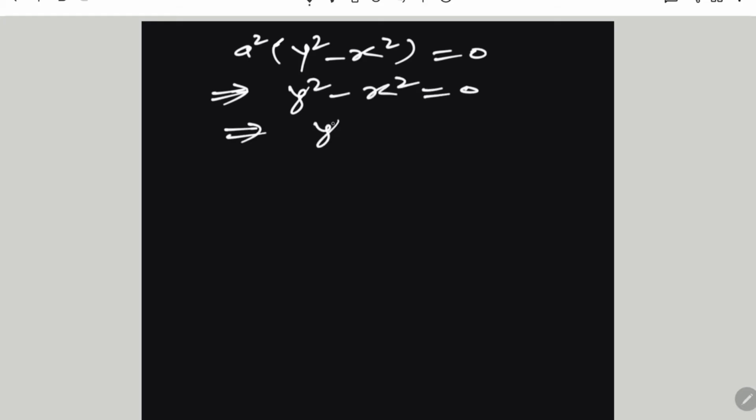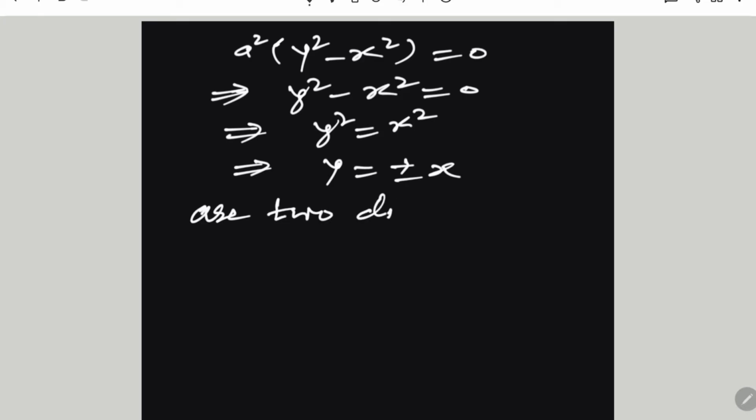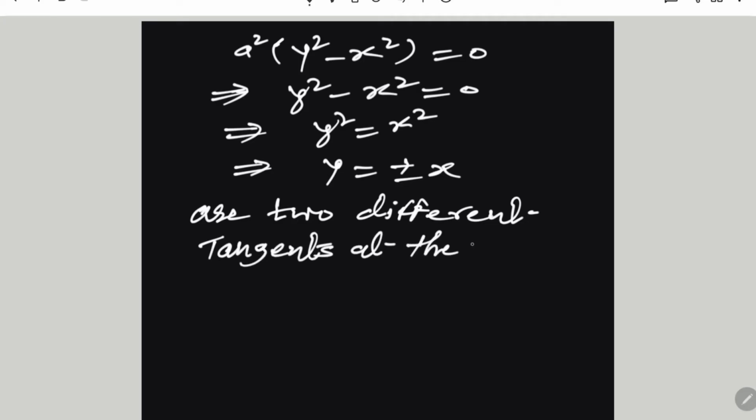Here the lowest degree terms are a square into y square minus x square. Equating it to 0, we get y square is equal to x square, means y is equal to plus minus x. There are two different tangents at the origin, and therefore we get a node point at the origin.